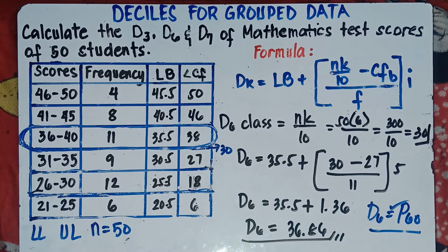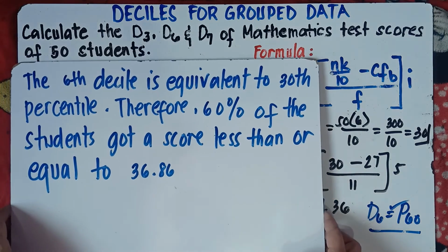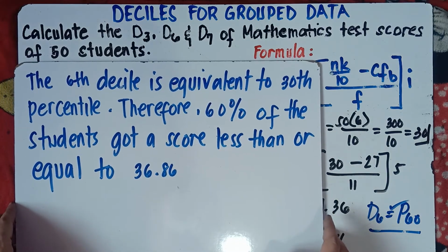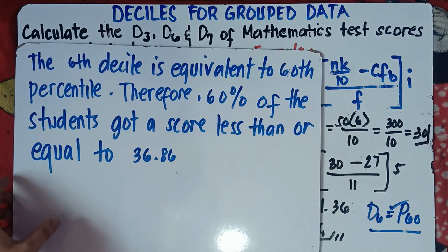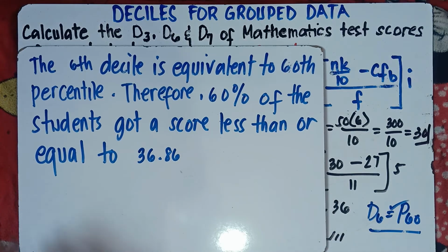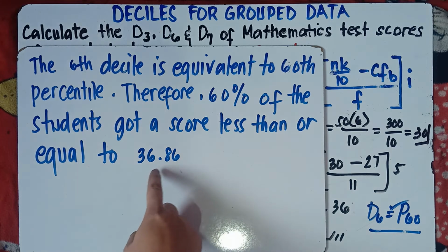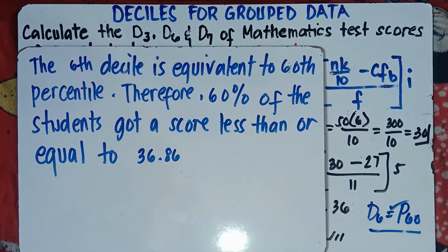This will be our conclusion. Once again, we don't have enough space, so I just write the conclusion on another whiteboard. The 6th decile is equivalent to the 60th percentile. So the 6th decile is equivalent to the 60th percentile. Therefore, 60% of the students got a score less than or equal to 36.86. That's it, class. All set for this one.